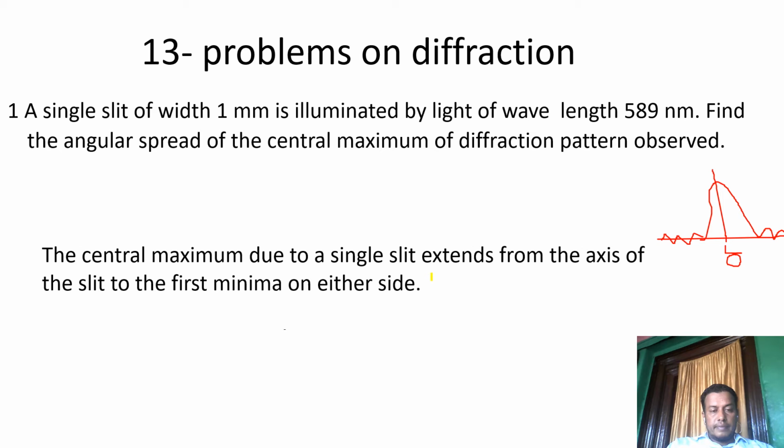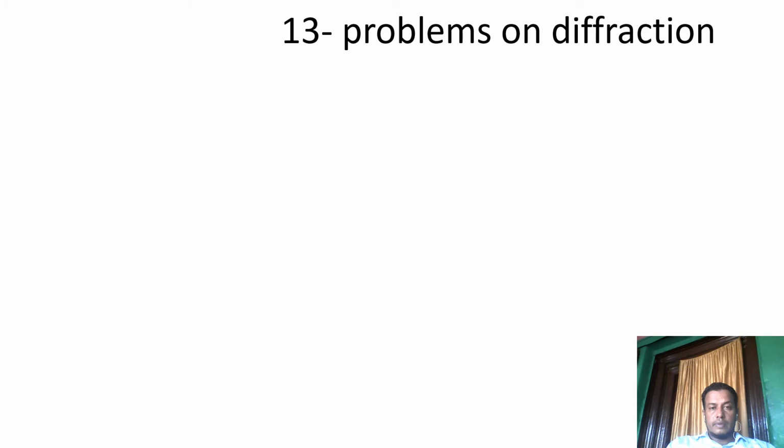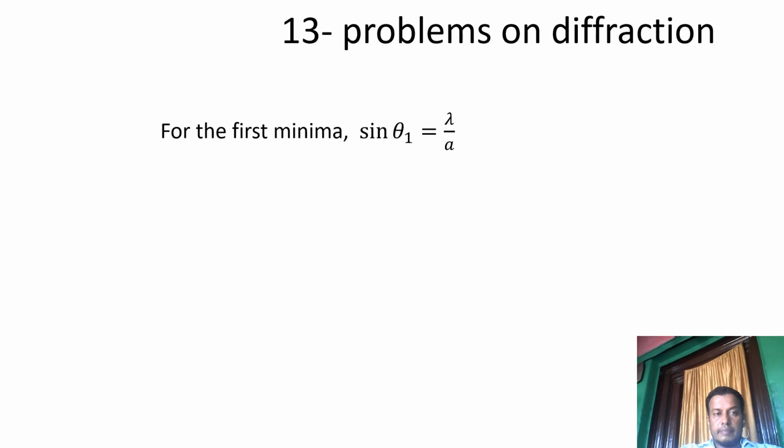So on either side, the formula here is: the given wavelength is 589 nanometer and slit width a is 1 mm, that is 10 to the power of minus 3 meter. For the first minima, we use a sin theta is equal to n lambda, where n is 1. So sin theta 1 is equal to lambda by a.